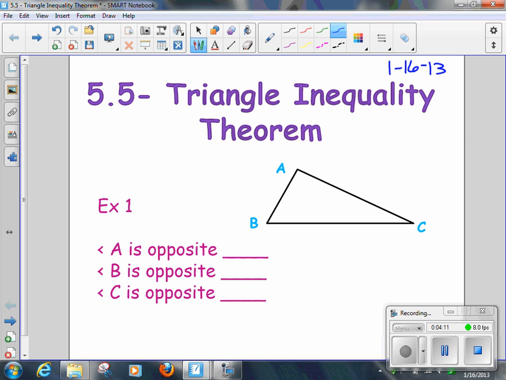Today's the 16th. You'd better keep this notebook, because at any time I'm liable to just say, whoo, I'm checking notebooks. You'd better get it all in order and keep it in order.